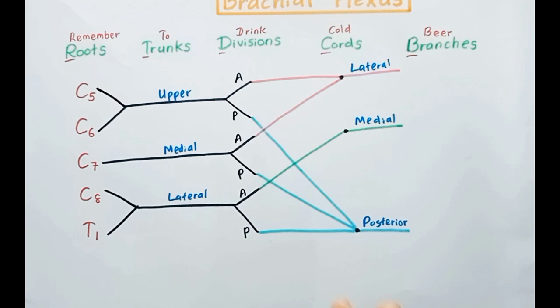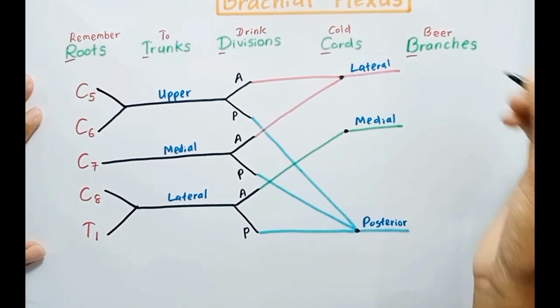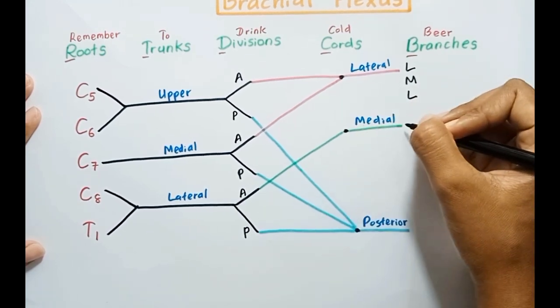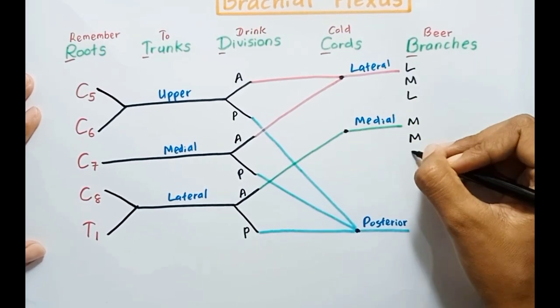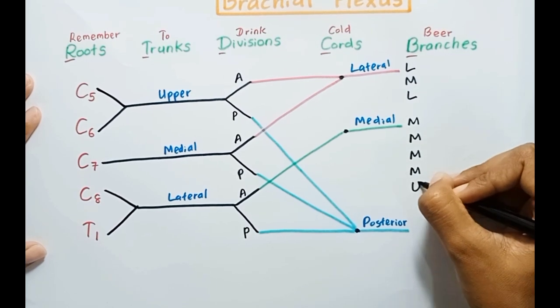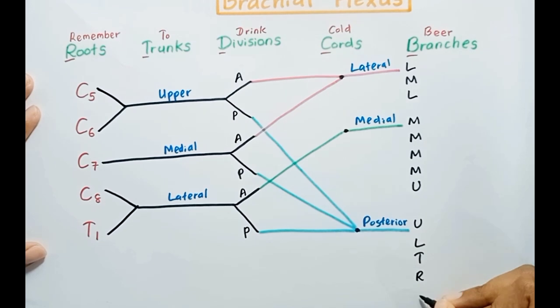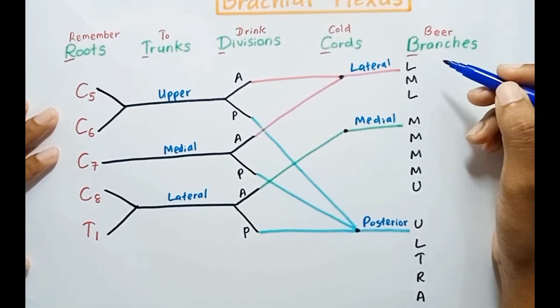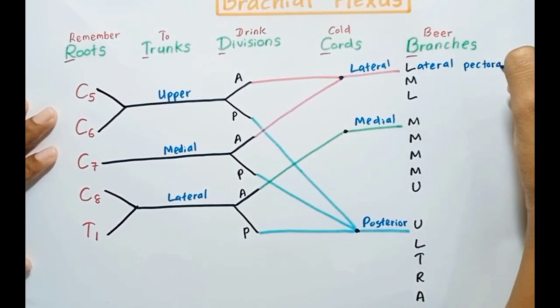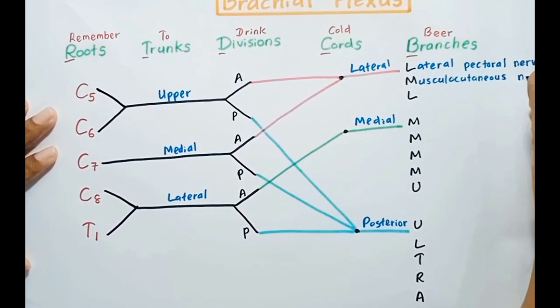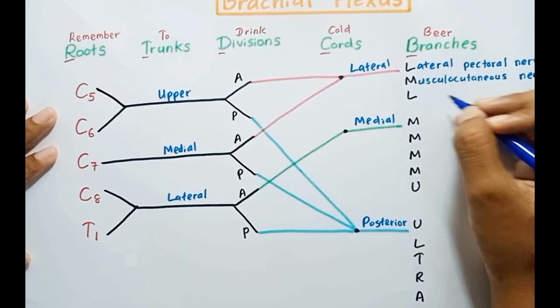So now we will talk about the branches that arise from these cords. For the lateral cord, the branches are L, M, L, and for the medial cord, M, M, M, M, U, that means 4 M's and U, and for the posterior one, ULTRA. Here L means lateral pectoral nerve, M means musculocutaneous nerve, and L means lateral root of median nerve.